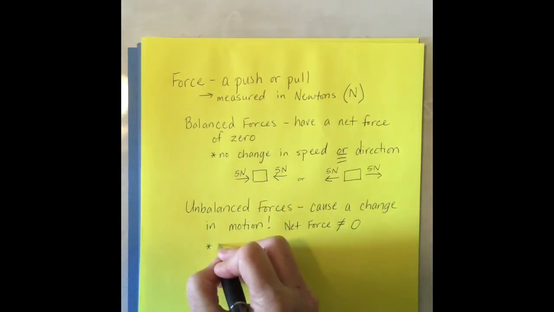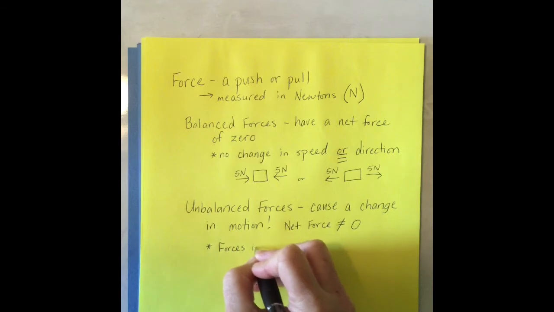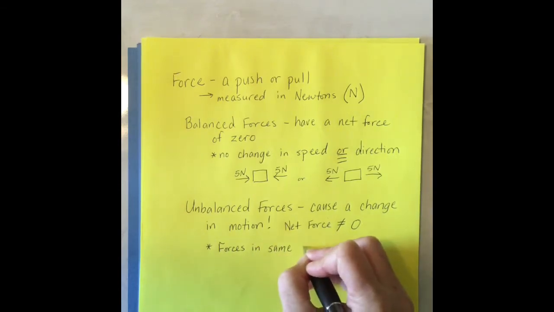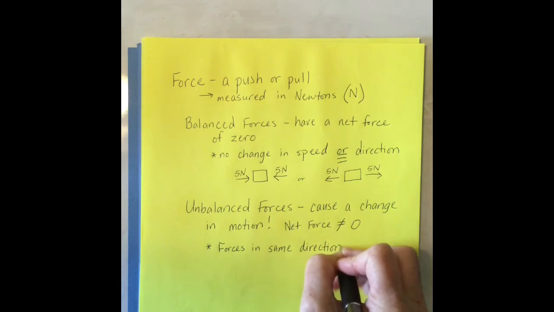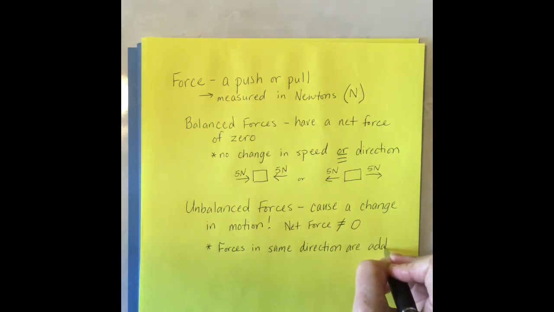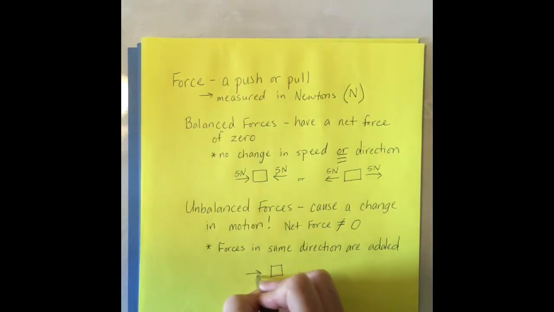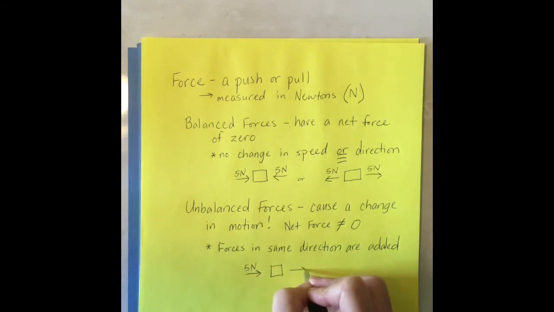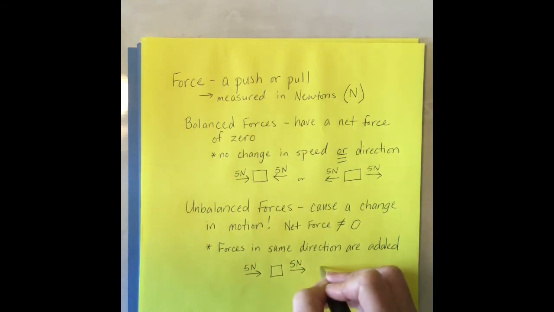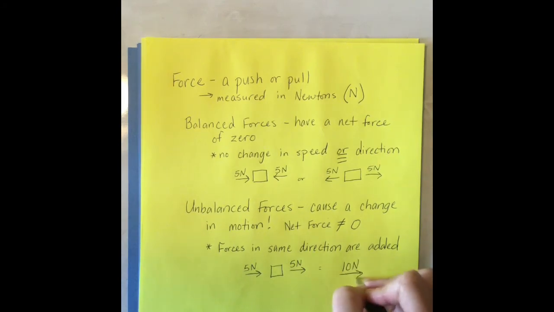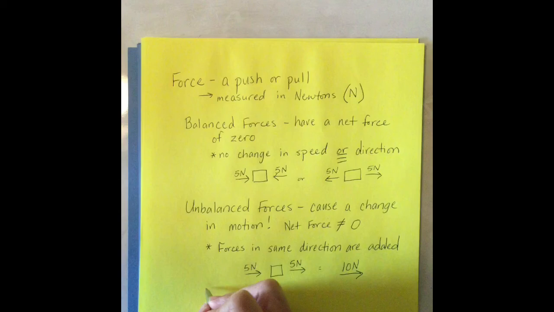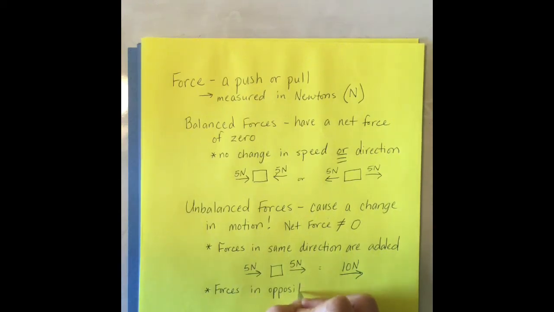Now, remember when we are calculating net force, forces in the same direction will be added. So you would just add the forces and it goes in the direction of the force. Whereas forces moving in the opposite direction, you must subtract, and then the object will move in the direction of the largest force.